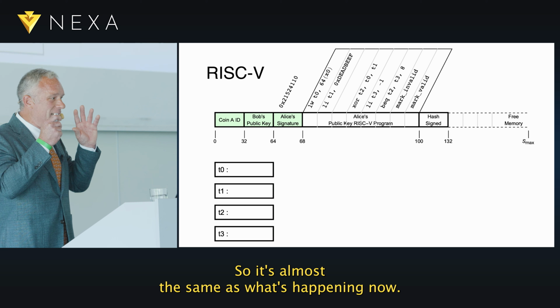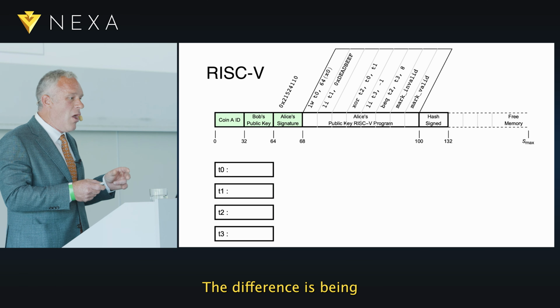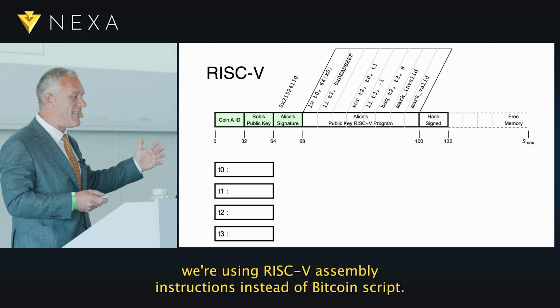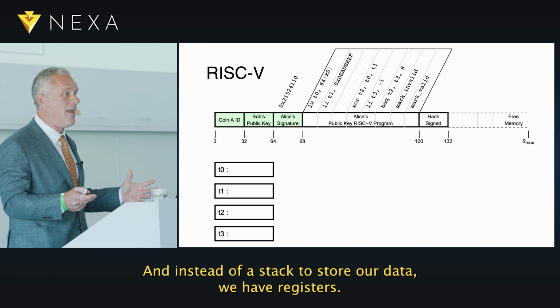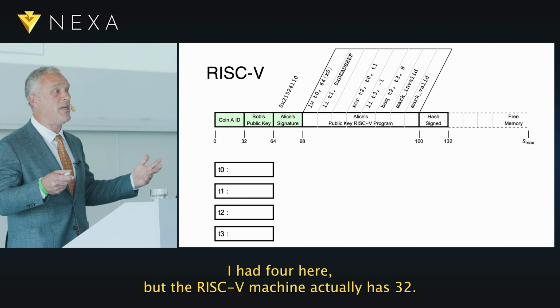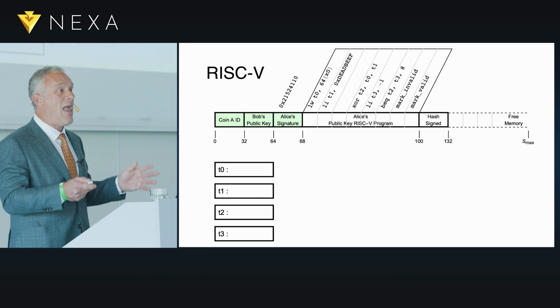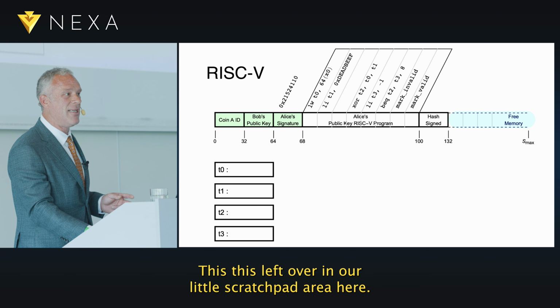So it's almost the same as what's happening now. The difference is we're using RISC-V assembly instructions instead of Bitcoin script, and instead of a stack to store our data, we have registers. I had 4 here, but the RISC-V machine actually has 32, and we can also store data to all the free address space left over in our little scratchpad area here.